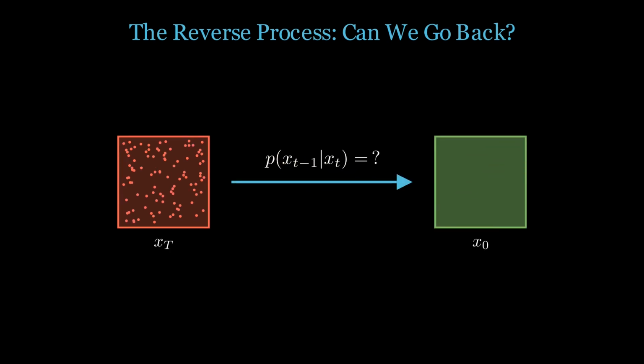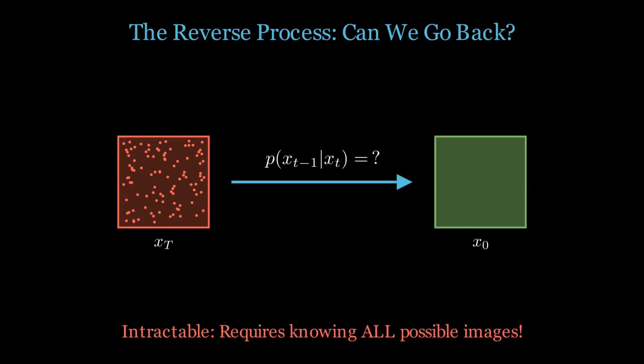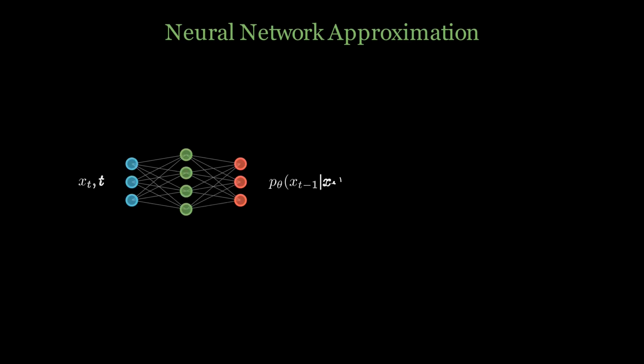To do this, we would need to compute p of xt minus 1 given xt, the probability of the previous step given the current noisy image. But computing this probability is intractable. We would need to consider every possible image in existence to calculate this conditional distribution. That's completely infeasible. We can throw neural networks at this problem, but not just any neural network.